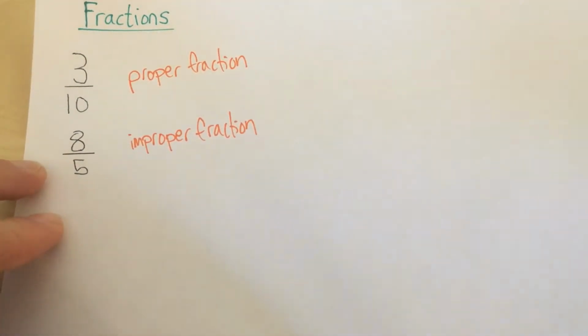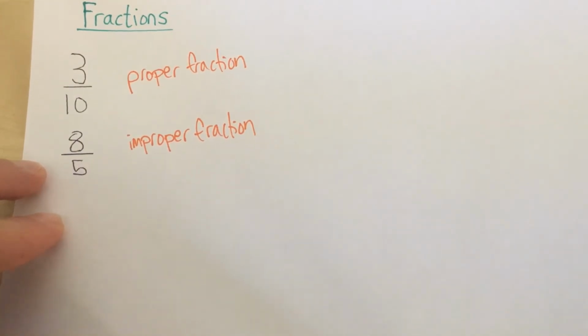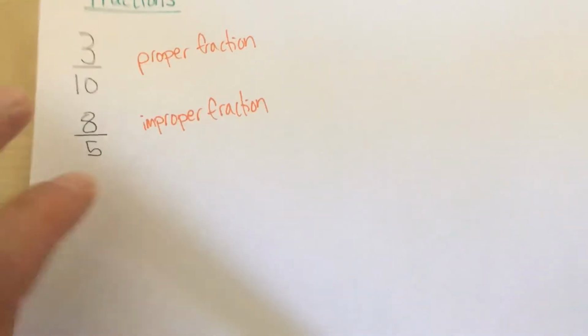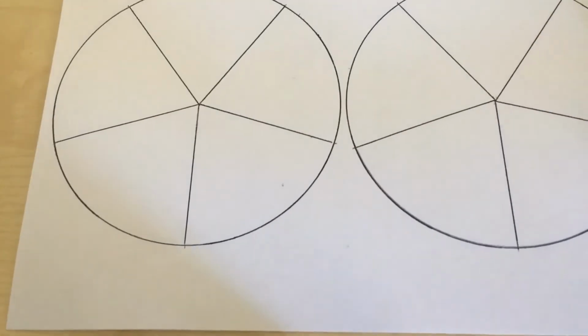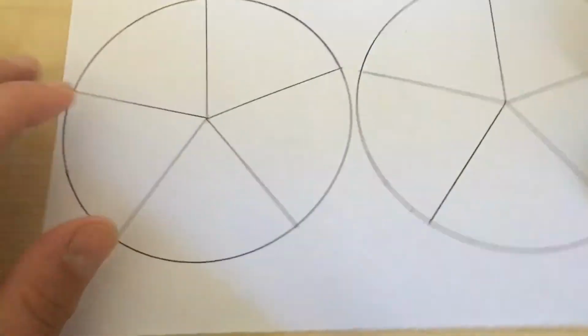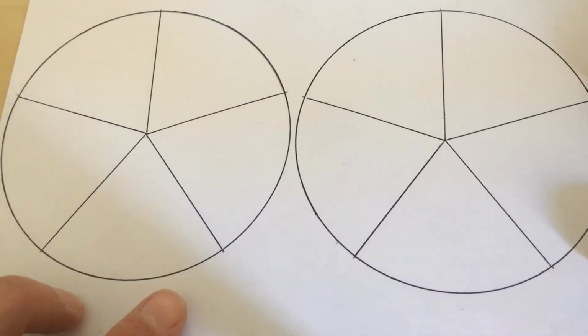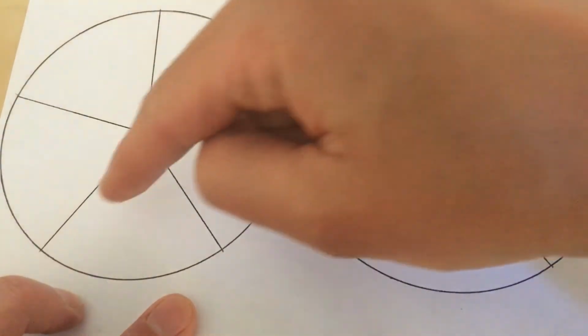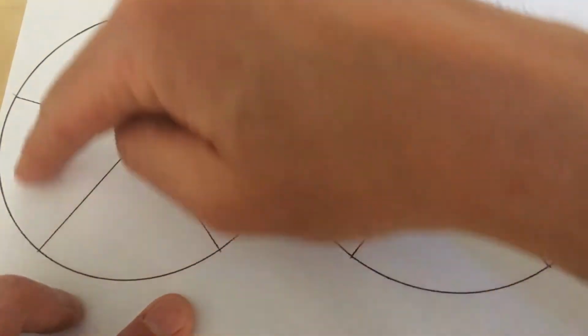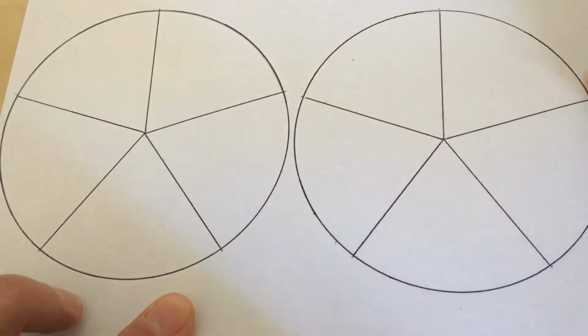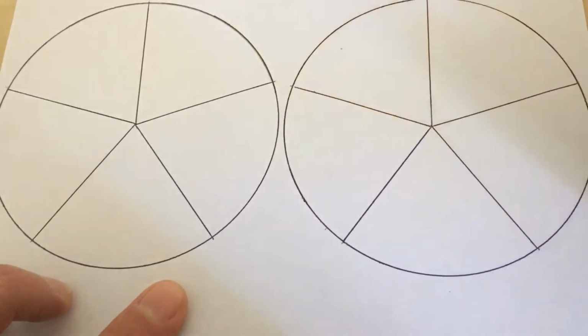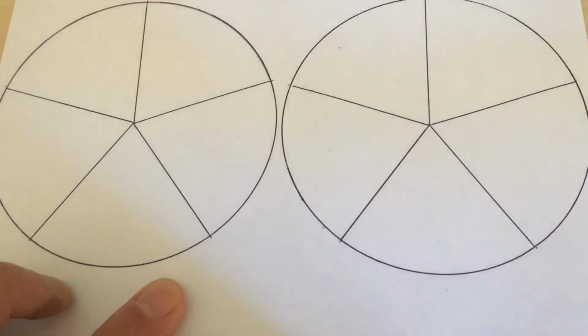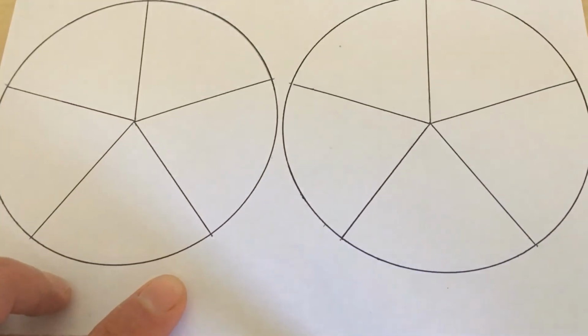Let's take a closer look at what 8/5 means, its value. Here are two pizzas. Remember, mathematicians love pizzas. These two pizzas have been split into 5 equal sectors. It's 5 on this pizza and 5 on this pizza, and both pizzas are the same size. And we're looking at what 8/5 is.